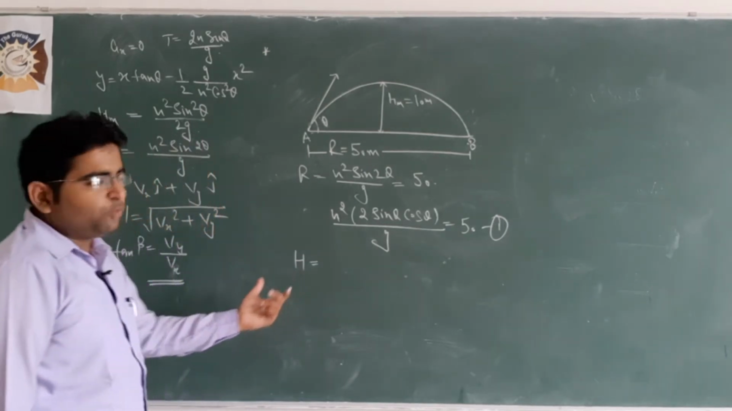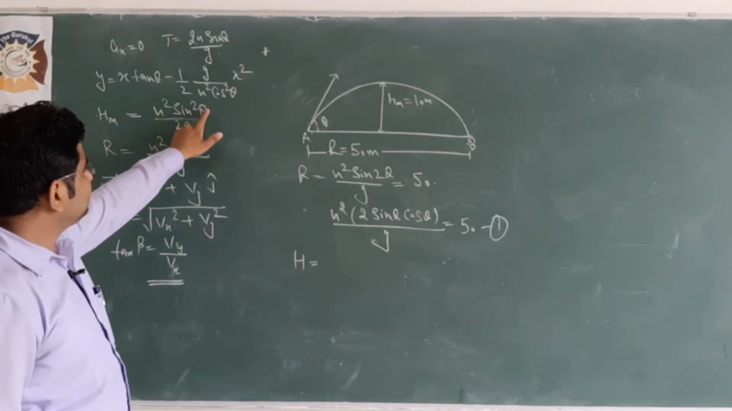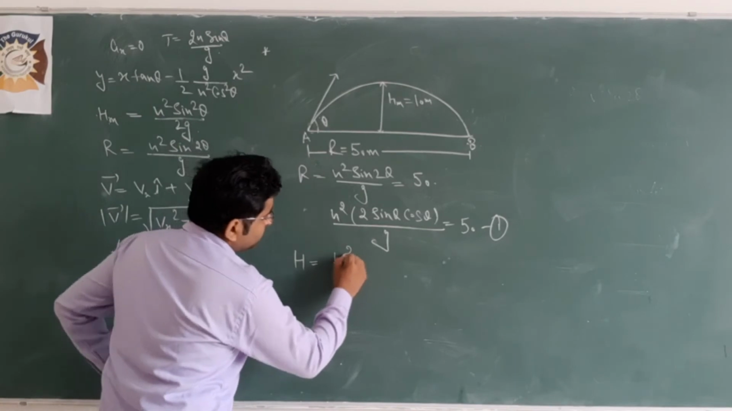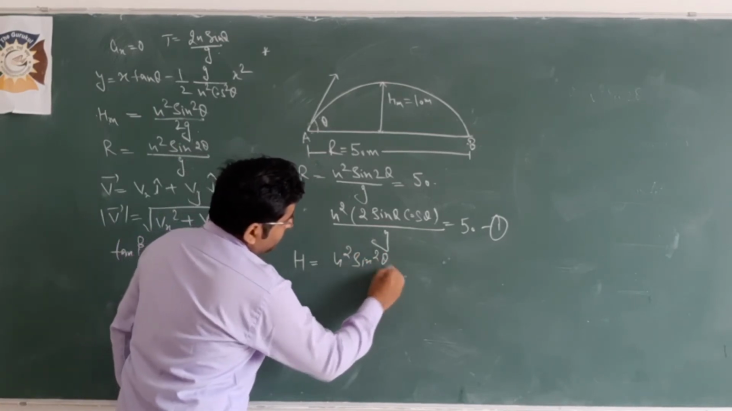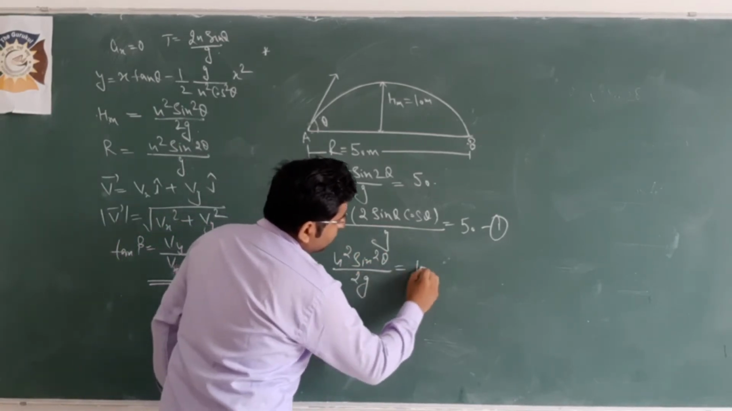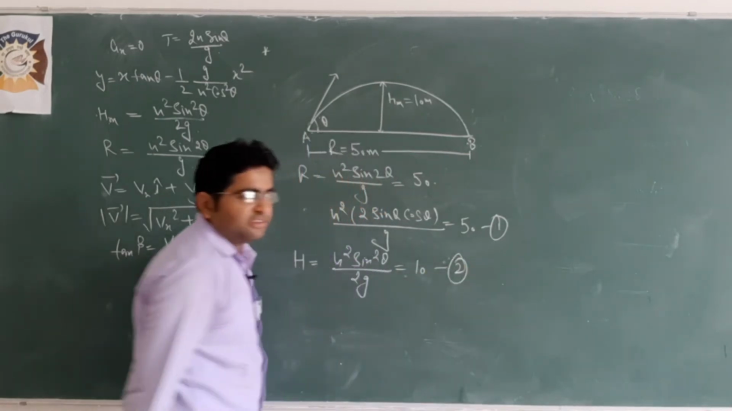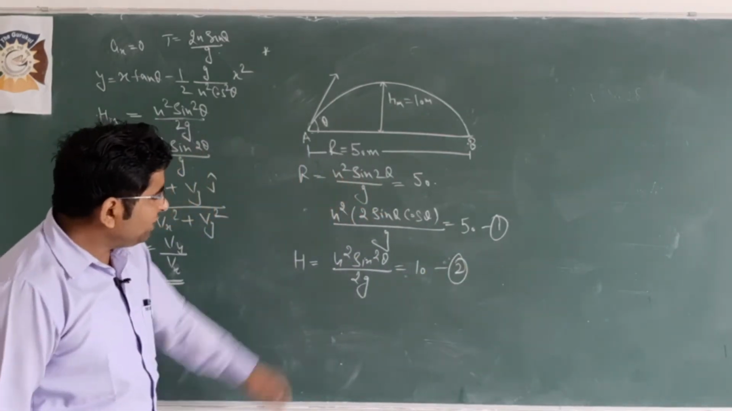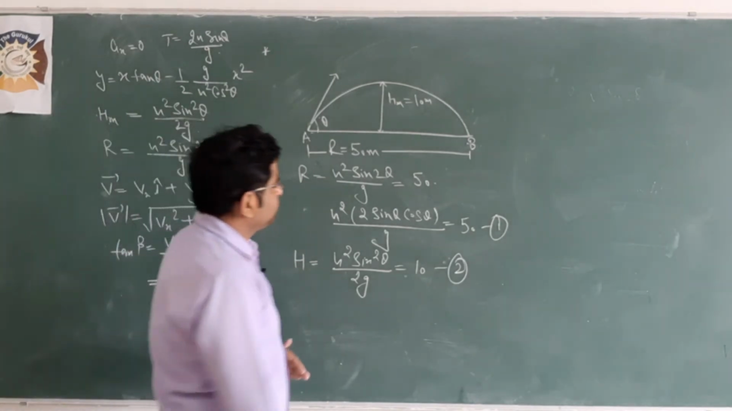The expression for height is u square sine square theta upon 2g, and it is equal to 10 meter. It is equation number second. So बच्चों, divide first and second equation.